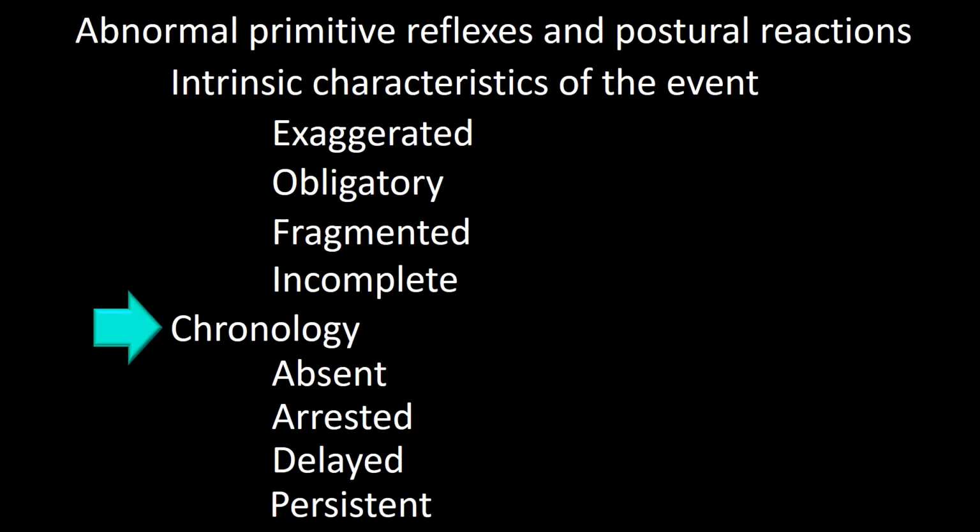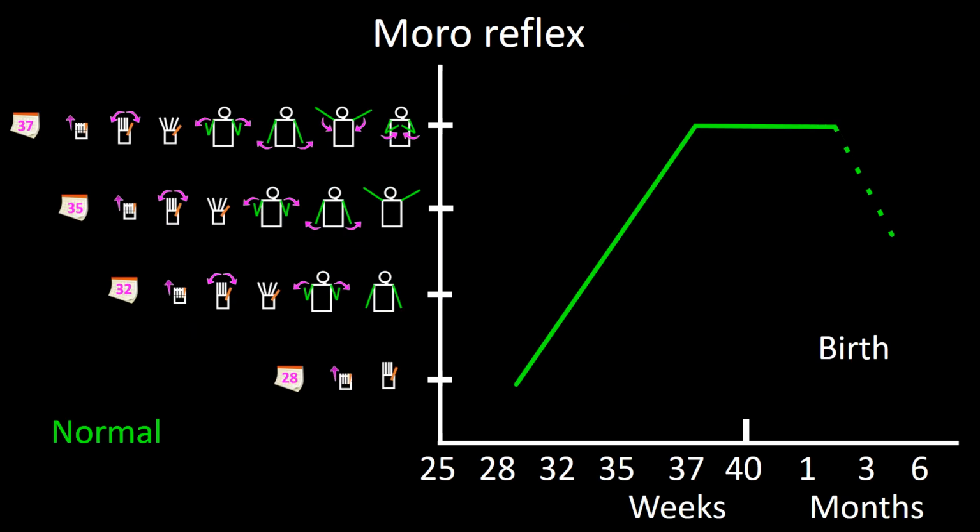Chronological abnormalities can affect reflexes and postural reactions. As you recall, some reflexes and postural reactions develop in a chronological fashion. On the left side of this frame, I have introduced the motor reflex evolution from 28 to 37 weeks. On the right side, I have attempted to represent the temporal evolution of this reflex.